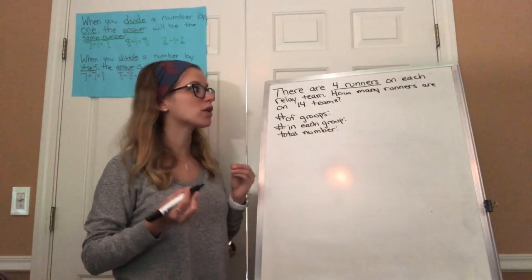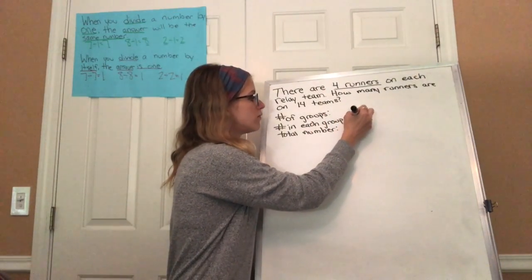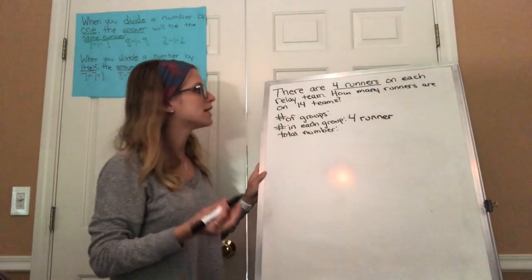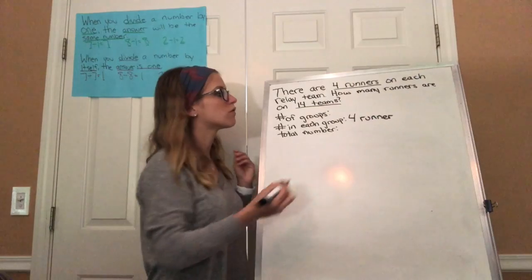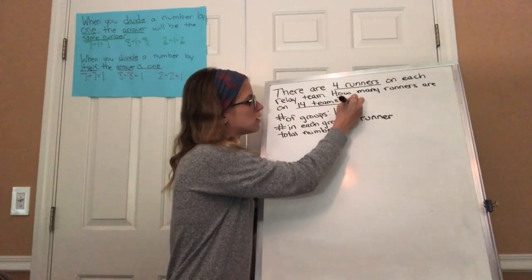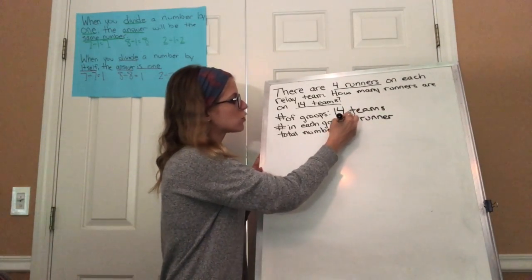So if there's 4 runners on each team, there's 4 runners, that's the number in each group. And it says how many runners are on 14 teams. So if there's 14 teams, that's my number of total groups, or 14 teams. And what we're trying to figure out is our total number.